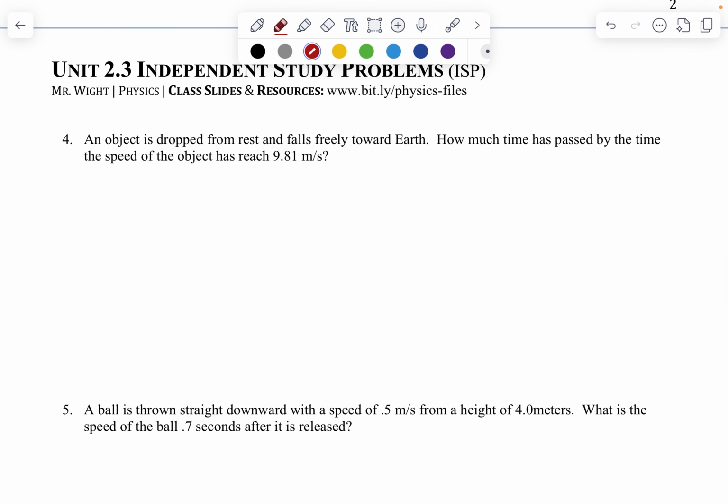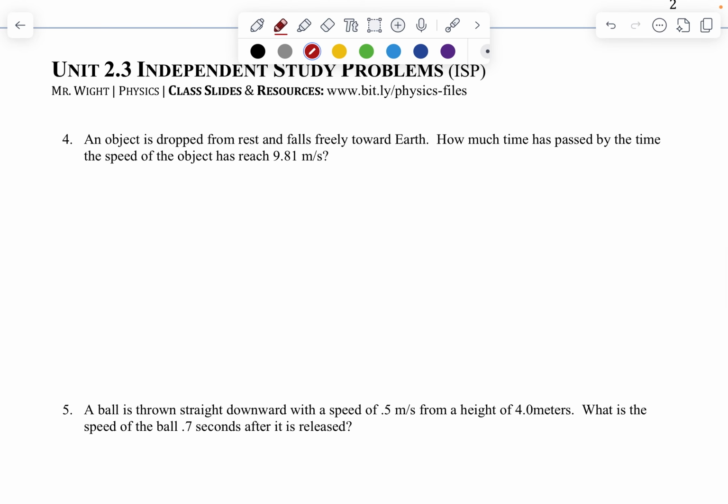An object is dropped and falls freely towards Earth. How much time has passed by the time the speed of the object has reached 9.81 meters per second? And so here it's really important to look at what we're given too. It almost looks like we're given nothing. However, what we have to do is really read the problem and find out what we're given very carefully.